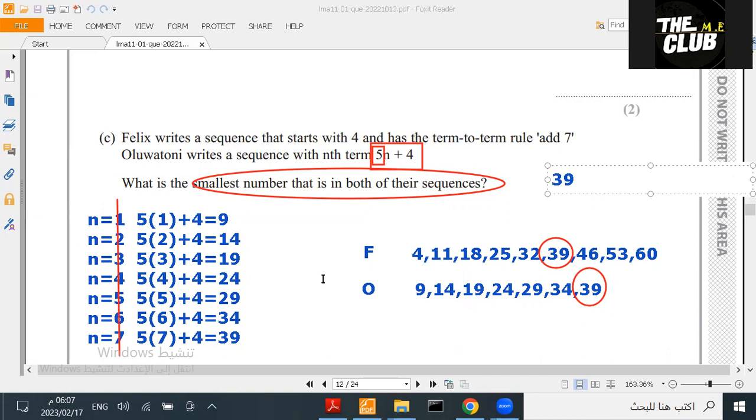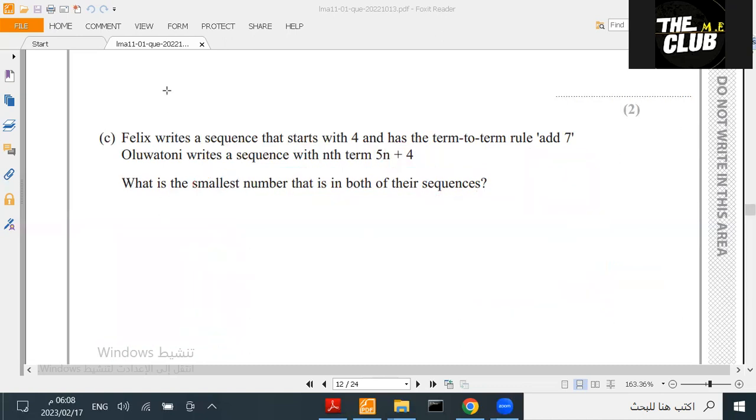You got the idea? So you find the sequence of Felix and then the sequence of Oluwatoni, and then you find the common numbers between them and you put it in the answer. That's it for this question. Let's move on to another question. Okay, 21 is done.